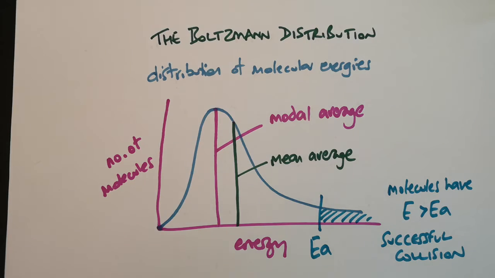On the screen is a reminder of last video where we looked at the Boltzmann distribution and we explained that the shaded area here are molecules that have energy above the activation energy and therefore can successfully collide. In this video we'll look at the presence of catalysts and how that affects the Boltzmann distribution and explains why the presence of a catalyst affects the rate of reaction.